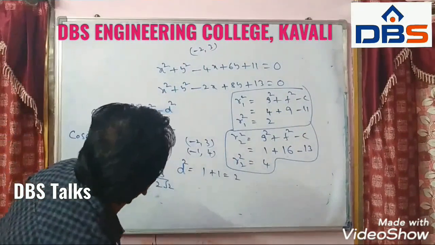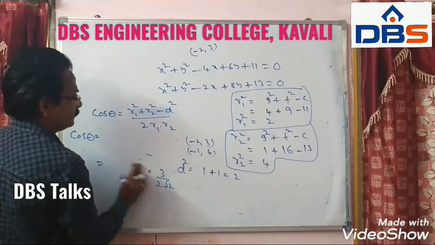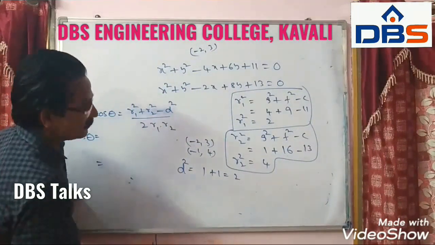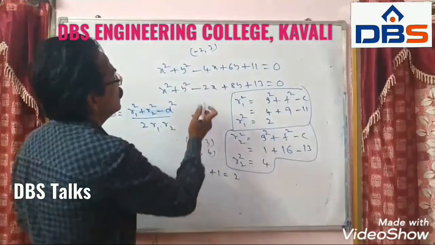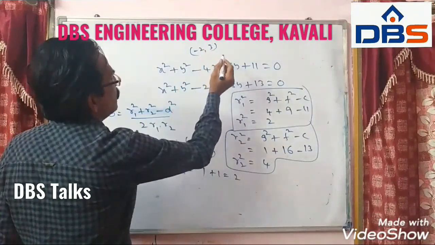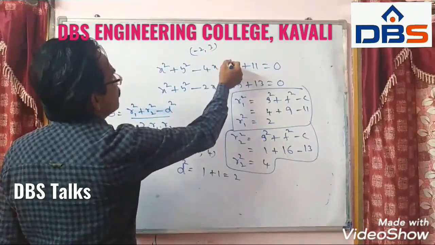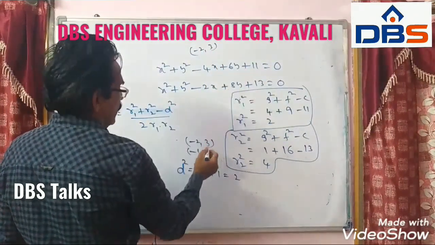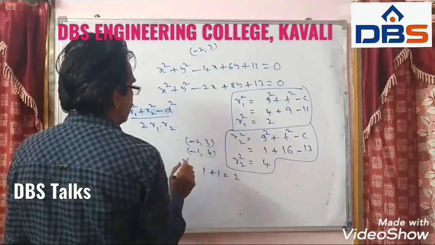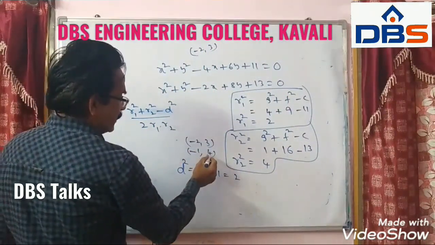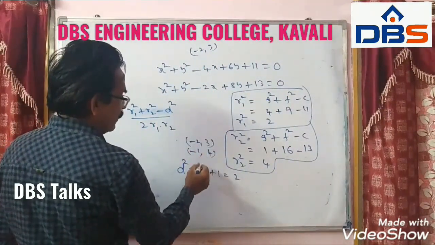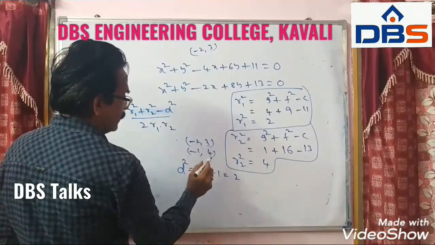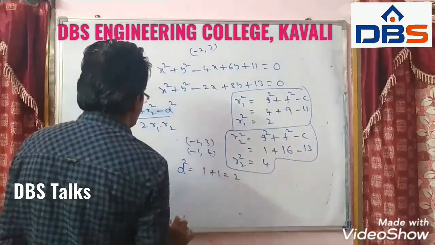Let me check once. 2g is equal to minus 4, g is equal to minus 2, 2f is equal to 6, f is equal to 3, and 4 minus 1. The distance between the centers squared, 1 square plus 1, minus 1 minus 1, this is equal to 2.